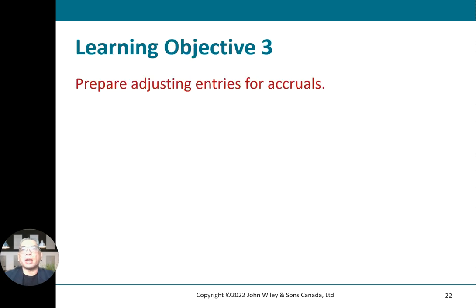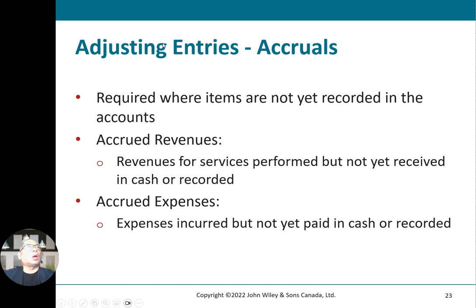Now we go into learning objective number 3. Prepare the adjusting entry for the accrual. Required where items are not recorded in the accounts. Accrued revenues are revenue for service performed but not yet received in cash or recorded. Accrued expenses are expenses incurred but not yet paid in cash or recorded.